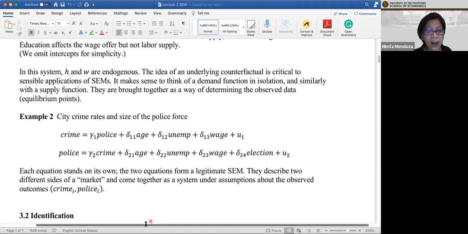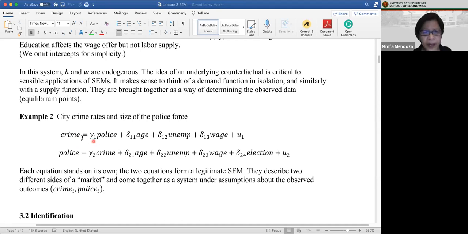Okay. Another example, this is also an often cited example, is city crime rates and the size of the police workforce. Okay, so the endogenous variables are crime, this is the crime rate, and police, a measure of some variable on police enforcement. Okay. So each equation stands on its own. The two equations form a legitimate simultaneous equation model.